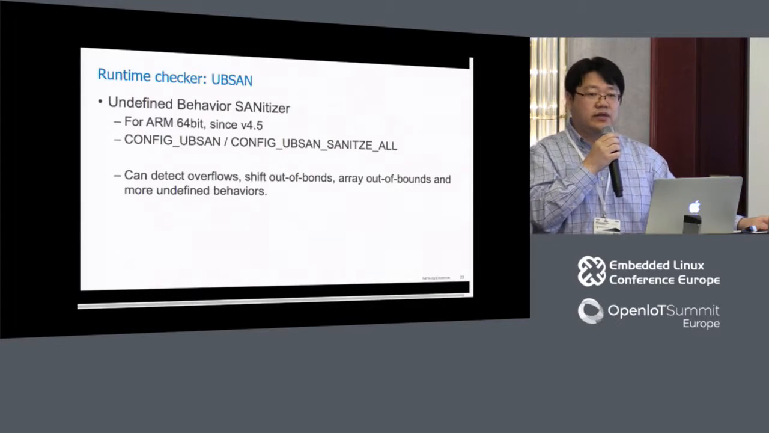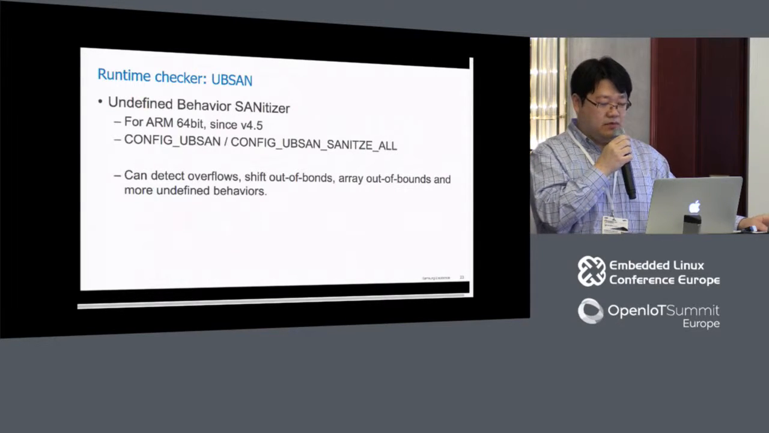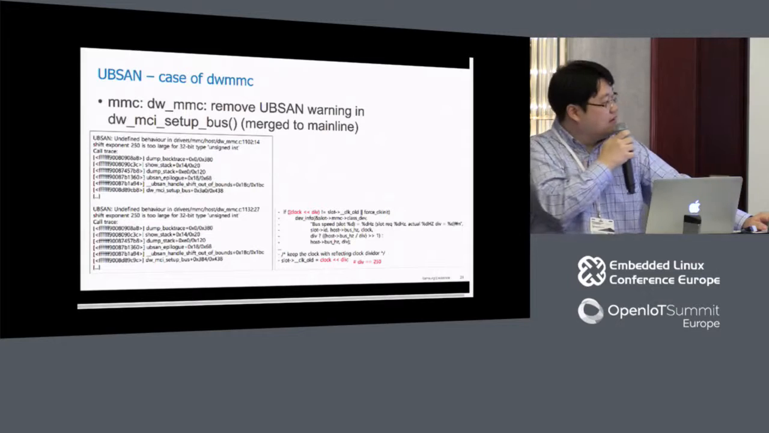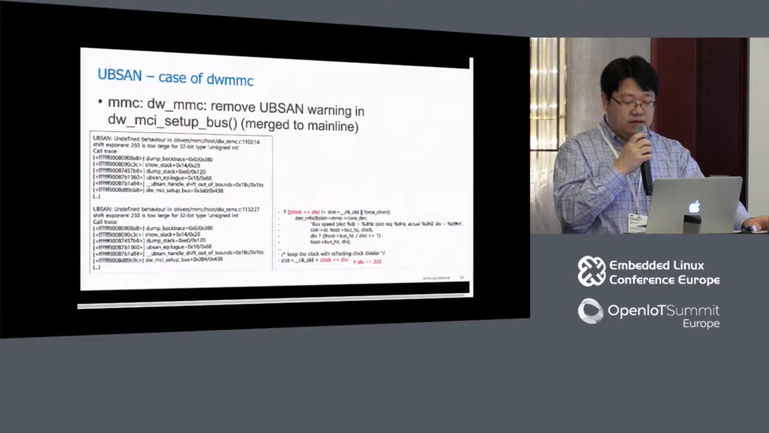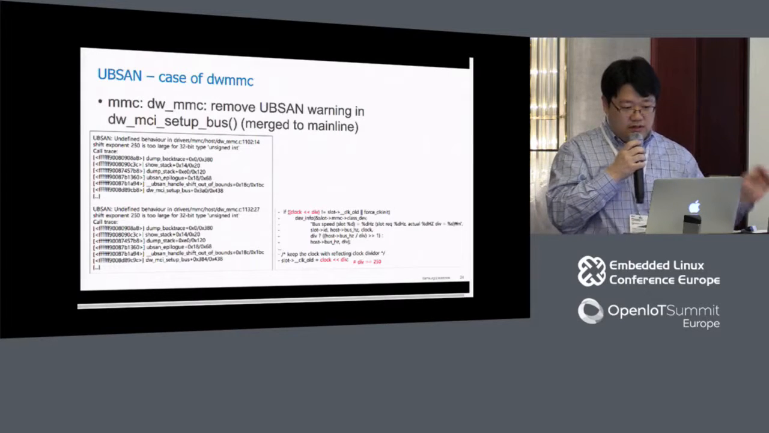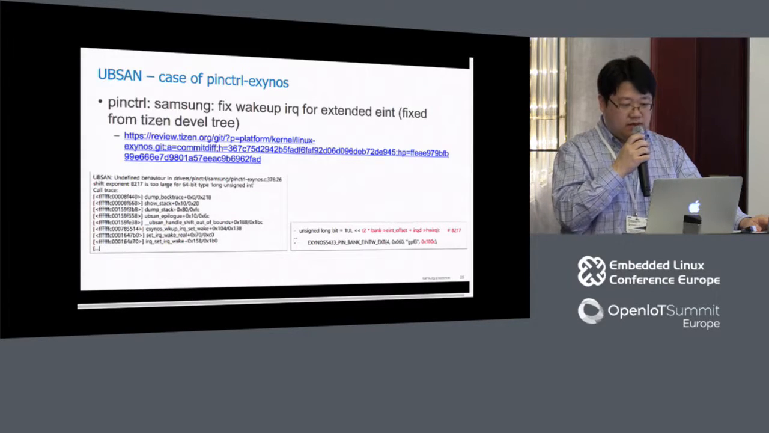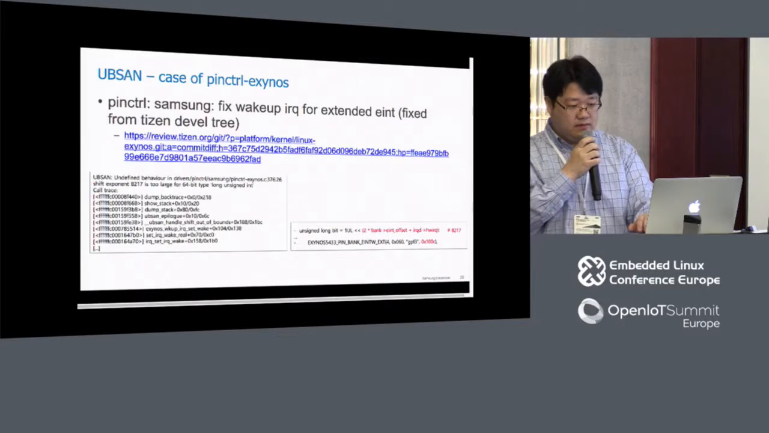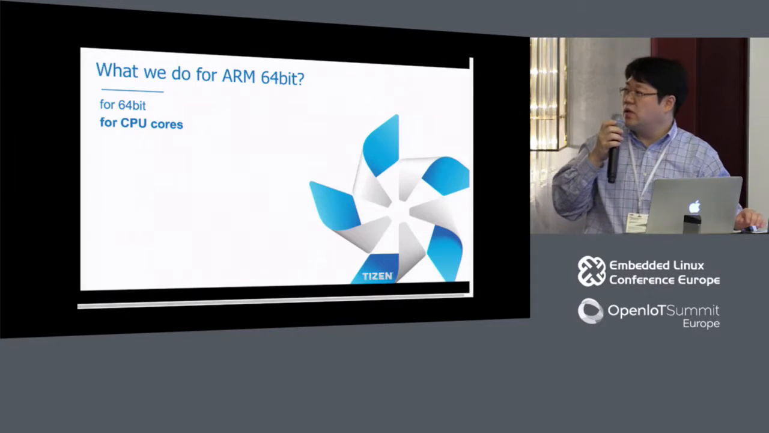Okay, the other runtime checker is UBSAN, the undefined behavior sanitizer. It detects undefined behaviors like shift out of bounds or overflows. There is an example from the DWMMC. There was a shift exponent too large for the 32-bit type, and I needed to fix it. It is already merged into mainline. And the other case is also a shift exponent, and the code had a wrong offset in its array, so the code is fixed. This was fixed in our Tizen kernel. And from now, Chanwoo will introduce more things.